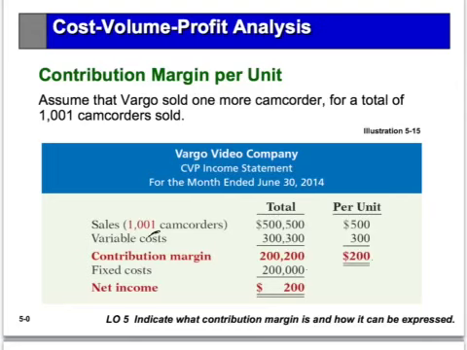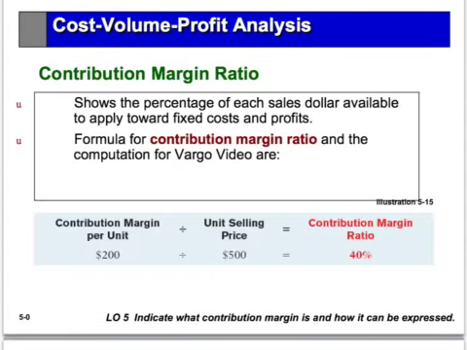But the next unit I sell, the 1,001st camcorder, you can see that my contribution margin goes up by that 200 in total. And I only need 200,000 to cover my fixed costs, so my profit goes up. So you see, once I go beyond break even, that is, once I sell more than the number of camcorders I need to break even, which in this case is 1,000, for every one I sell above 1,000, my profit is going to go up by the contribution margin.